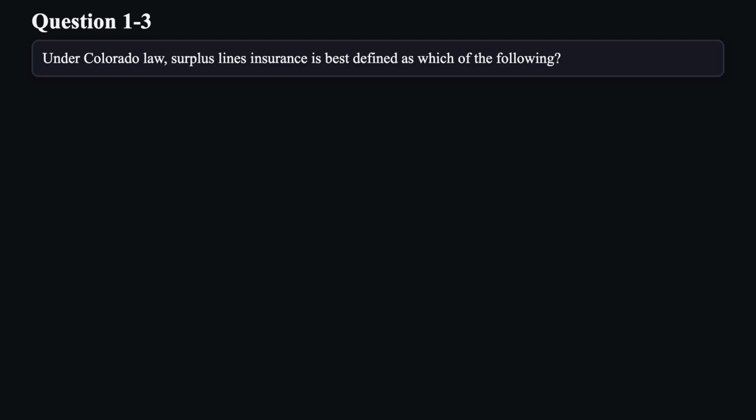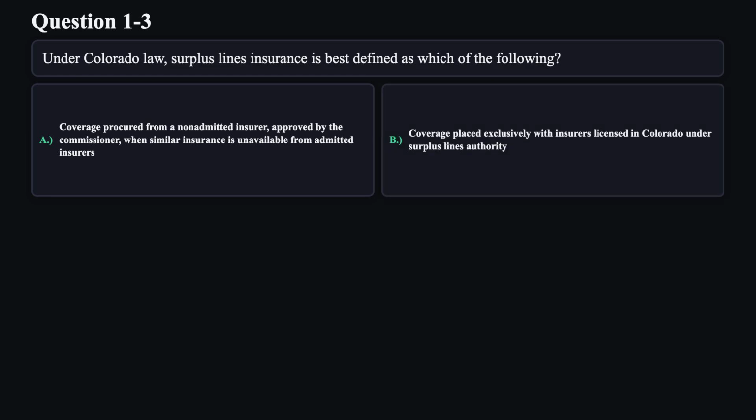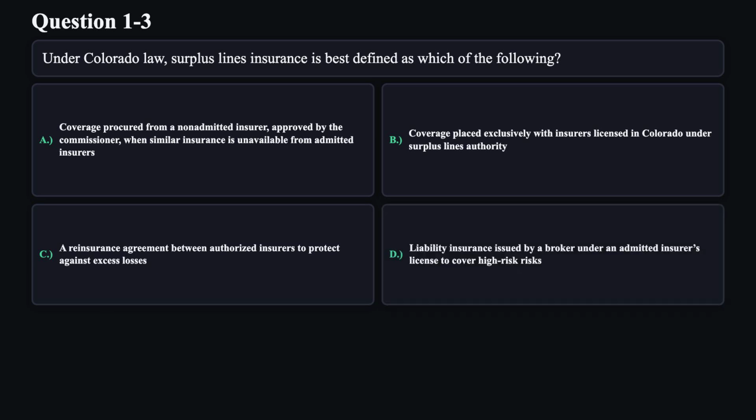Question 3. Under Colorado law, surplus lines insurance is best defined as which of the following? A. Coverage procured from a non-admitted insurer approved by the commissioner when similar insurance is unavailable from admitted insurers. B. Coverage placed exclusively with insurers licensed in Colorado under surplus lines authority. C. A reinsurance agreement between authorized insurers to protect against excess losses. D. Liability insurance issued by a broker under an admitted insurer's license to cover high-risk risks.